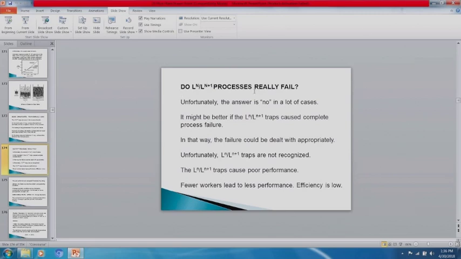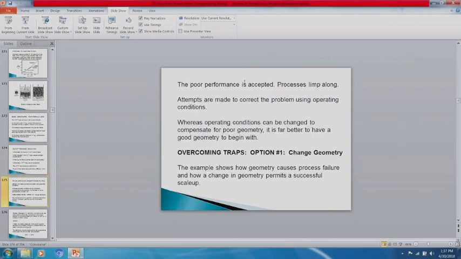Do LN plus 1 processes really fail? The answer is no, in lots of cases. They sort of limp along. They have just poor performance. People accept the poor performance. The efficiency is low. If there was complete failure, which is really a great idea, then the failure could have been dealt with appropriately, but it's not. It is not dealt with. Maybe not even recognized. Poor performance is accepted. Processes limp along, as I said.